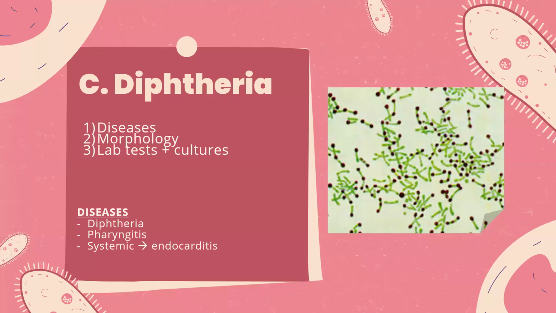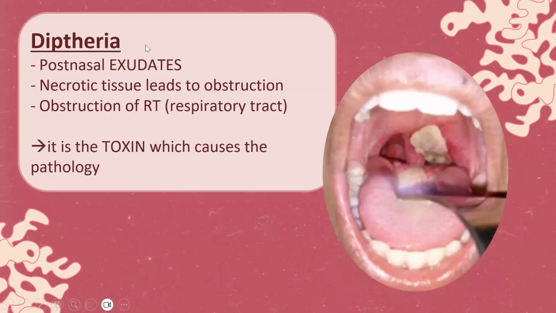Now let's go to C. diphtheria, or Corynebacterium diphtheria. It causes diphtheria pharyngitis, and systemically it can lead to endocarditis. This is the picture of diphtheria, and it could be misleading because you think this is a spore, but it is a metachromatic granule. We're going to discuss it now, but let's see diphtheria first. Diphtheria is a postnasal exudate, and we fear obstruction. This is the important thing.